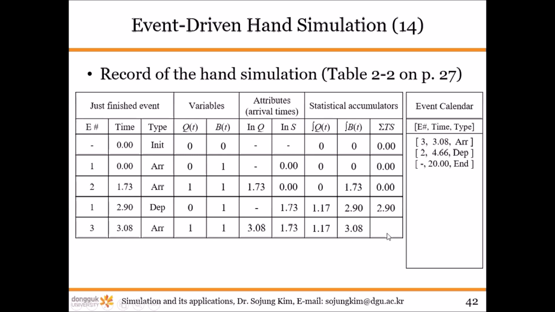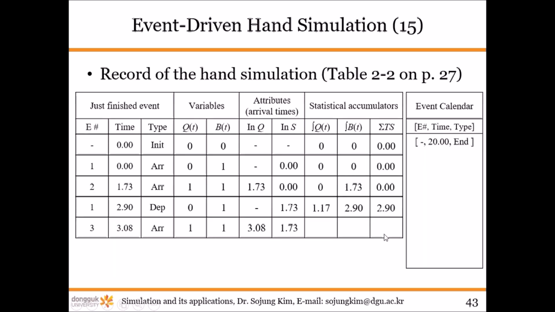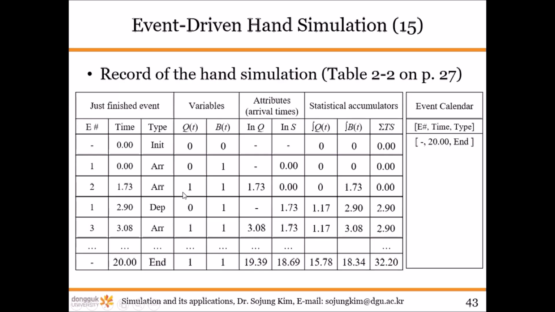Okay, and the tally statistic is slightly different. There is no departure event, so you will have the exact same value here, 2.90. Good. And so on. If you have another event, you can update the entire table one by one. So please consider this procedure to update the statistical accumulators, and we will solve an example to understand the logic of discrete event simulation.